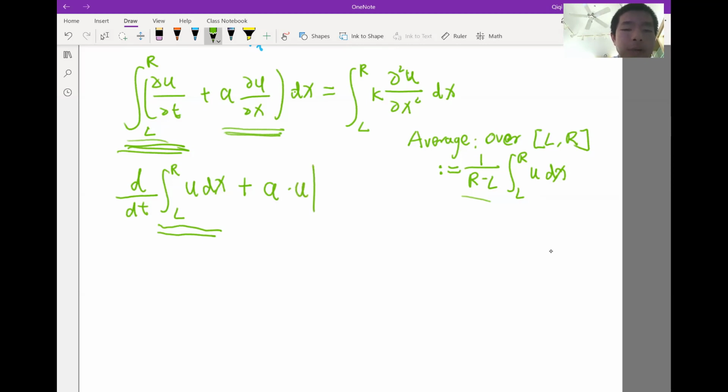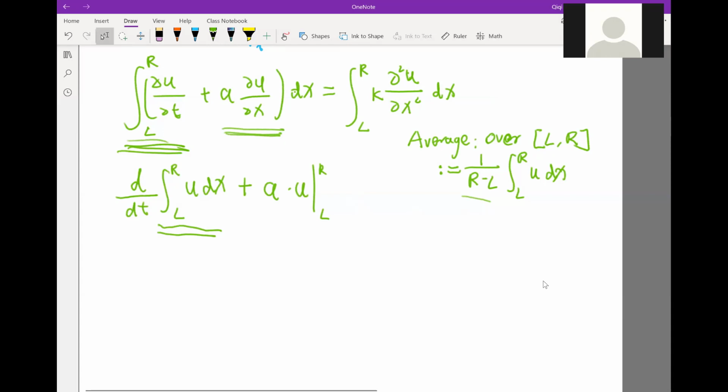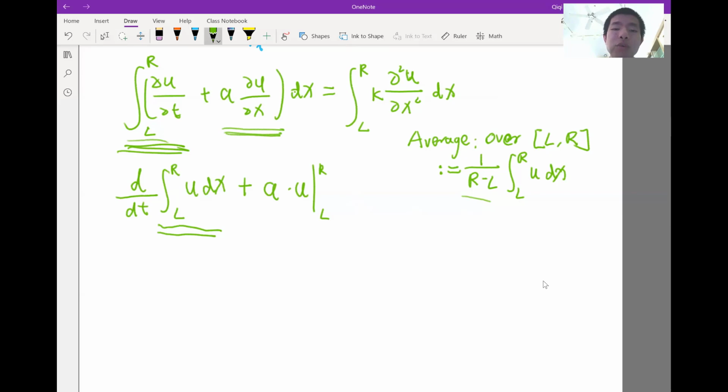Here, I want to put a notation. The notation I'm going to be using is a vertical line with a superscript r and a subscript l. Have you guys seen this notation before? Yes. Okay, good. That's the difference of the value of the function, u at r minus u at l. So this is the result of integrating a derivative over space.